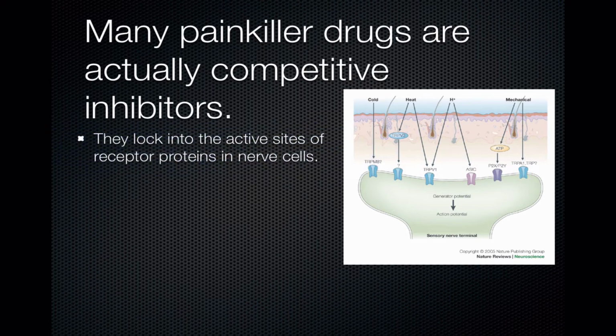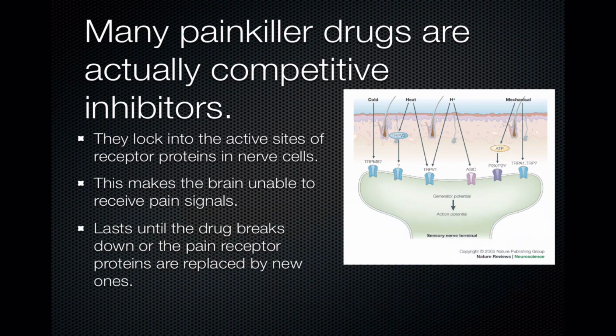Okay, so these competitive inhibitors are able to lock into these sites of the receptor proteins in nerve cells and stop them from working. So even though pain may still be occurring, the brain can't, quote unquote, see the pain or feel the pain. So as far as you're concerned, the pain is gone, at least temporarily. And as I said earlier, this lasts until the drug breaks down or the pain receptor proteins are replaced by new ones.